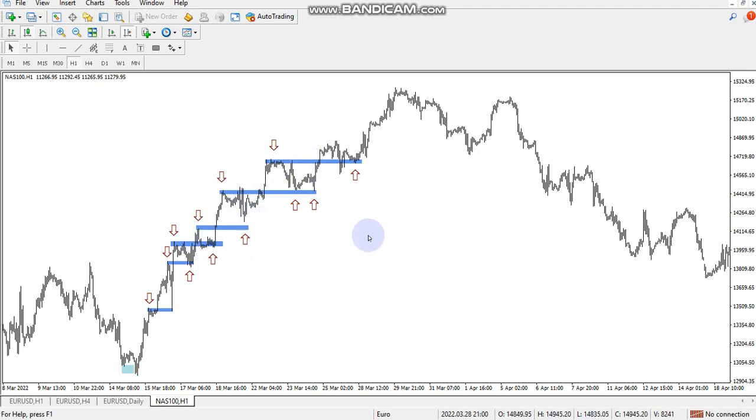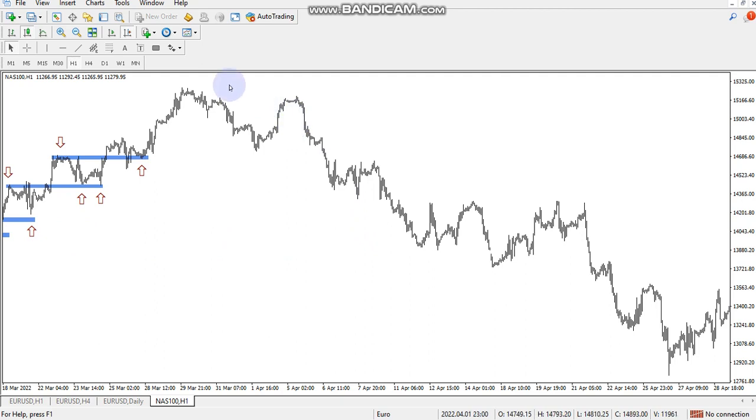1 2 3 4 5 6. Guys, this is a lot. So now you are able to see these are flip zones. We'll call these flip zones.